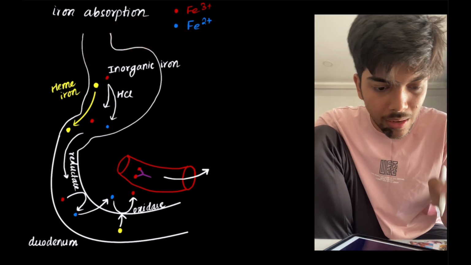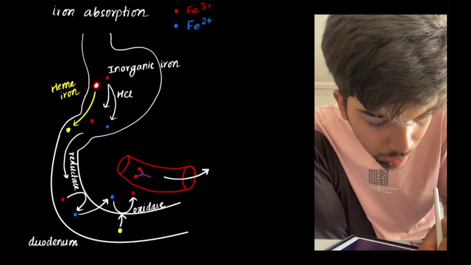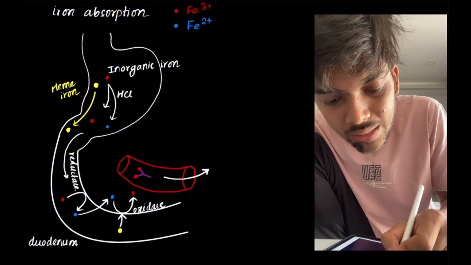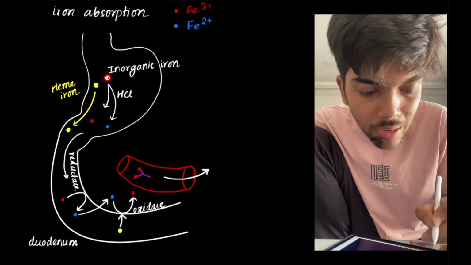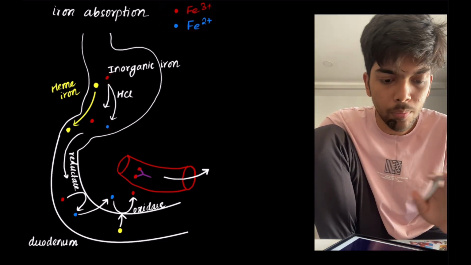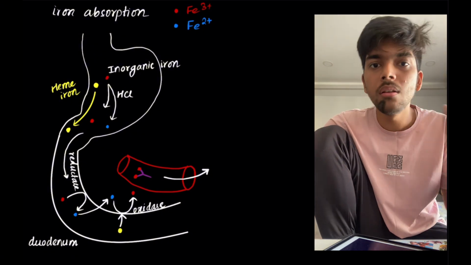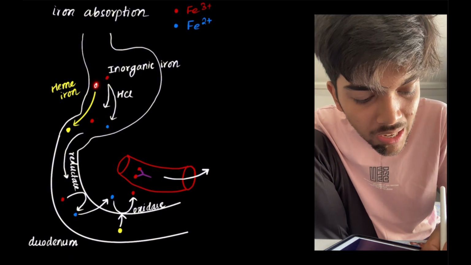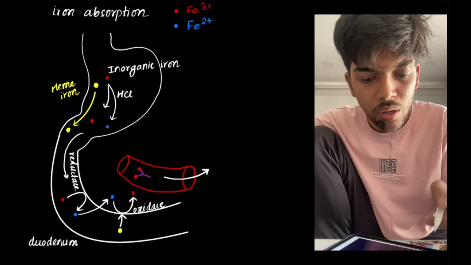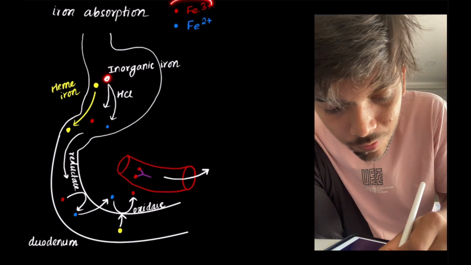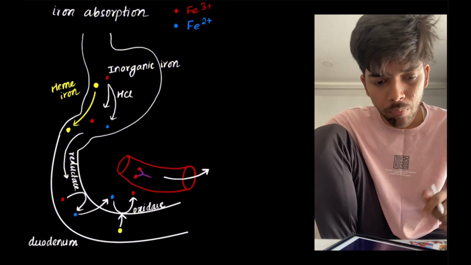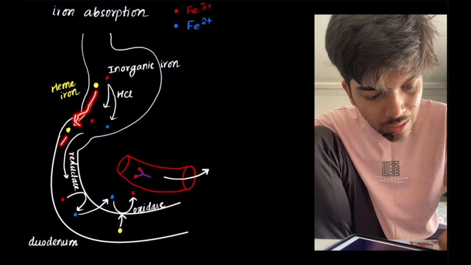Your heme iron I'm representing here with the help of color yellow, and I'm representing the inorganic iron which is present in ferric form with color red, and the inorganic iron present in ferrous form with color blue. So once you have taken in animal product, you have heme iron from animal product. Once you have taken in plant product, you have inorganic iron in ferric form from plant product. Now, heme iron, it reaches the duodenum.